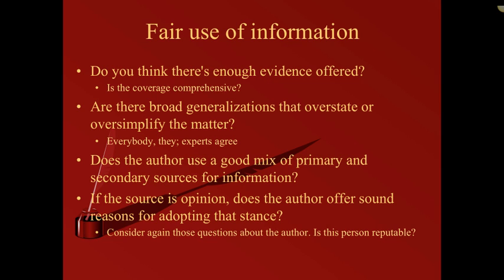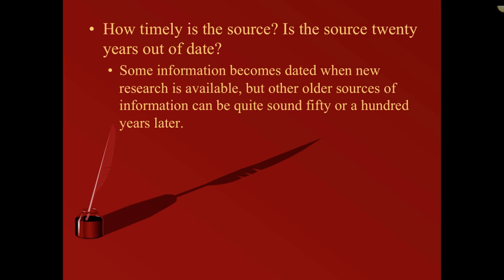And you again have to consider those questions about the author. Is this person reputable? Should I trust this writer or not? You need to look at how timely the source is. Are you reading a source that's over 20 years old? Now, sometimes this doesn't matter, but a lot of times it does. Some information becomes dated when new research is available, but other older sources of information can be quite sound 50 or 100 years later. So, for example, if you are going to write about technology, you would not want to look at articles written about technology in the 1980s because the technology in the 1980s is completely different than the technology now. So any studies that were done about technology are outdated.